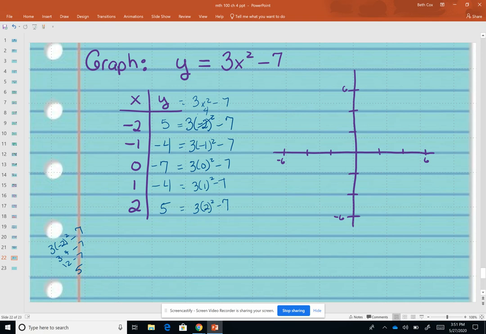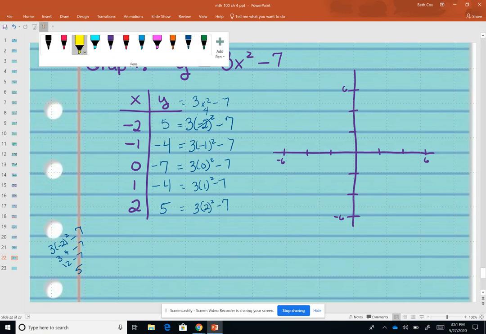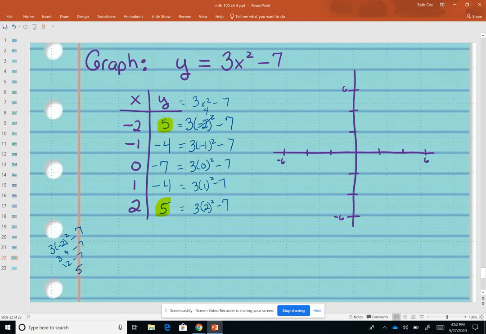Now notice, is it a coincidence that this matches this and this matches this? No, that is not a coincidence. It's going to happen. It's going to happen. It's actually a way to kind of shorten your work if you really think about it.